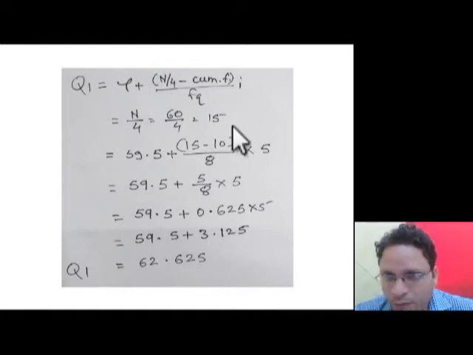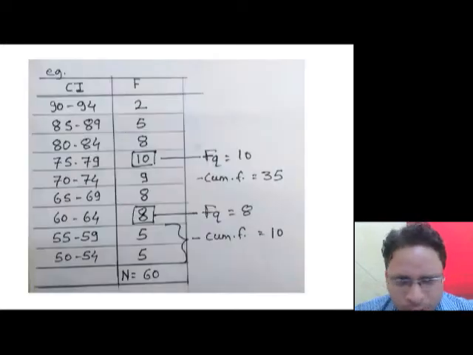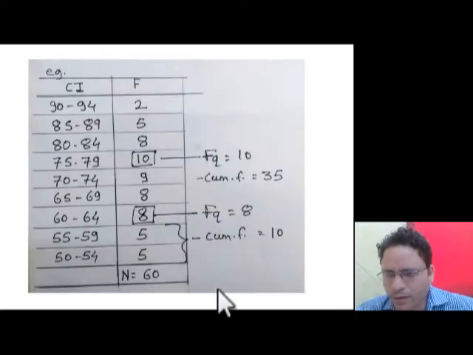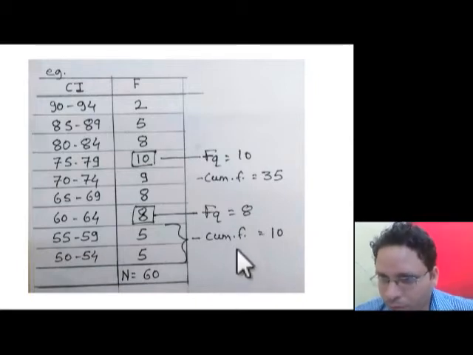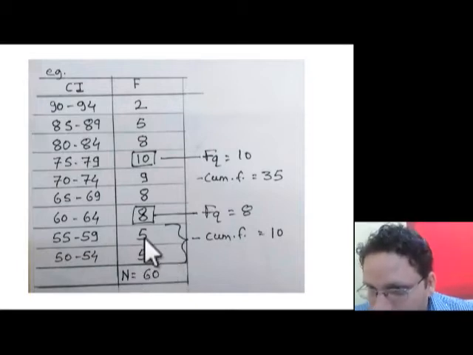Now our work starts on the table to get the cumulative frequency, f and other things. We are calculating Q1, and we got the n upon 4 value as 15. From the top, just add the values in the frequency table till the value 15 is completed. Here 5 plus 5 is 10, and when I add 8 it becomes 18.